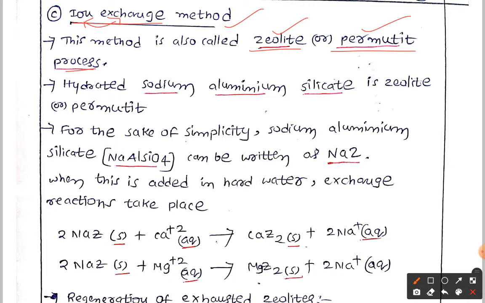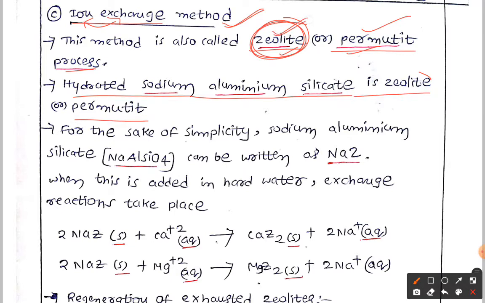So you have to remember all these names, because in the exam sometimes they will ask about the zeolite method or permutit method or ion exchange method. Now let us see what a zeolite is, and what its formula is. It is hydrated sodium aluminum silicate that is called zeolite or permutit.